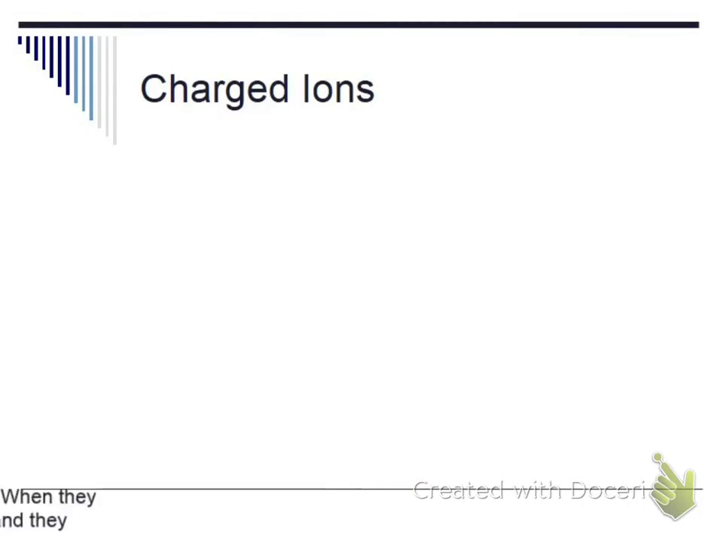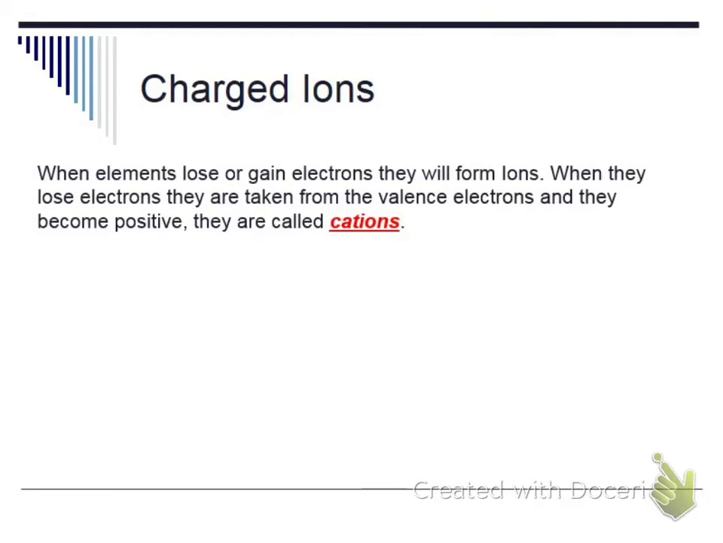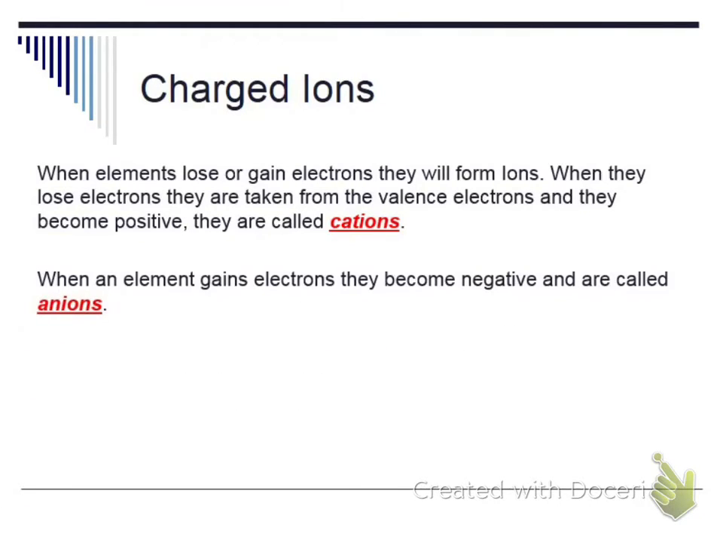Okay? So charged ions. When elements lose or gain electrons, they will form ions. When they lose electrons, they are taken from the valence electrons. So anytime I'm gaining and losing, they're coming from the valence electrons. So if I'm losing things that are negative, I become more positive, right? So they're called cations when they lose electrons. When they gain electrons, they're gaining things that are negative. So now they have more negatives than positives, so they are negative. So they have cations and anions. Cations are positive, anions are negative.